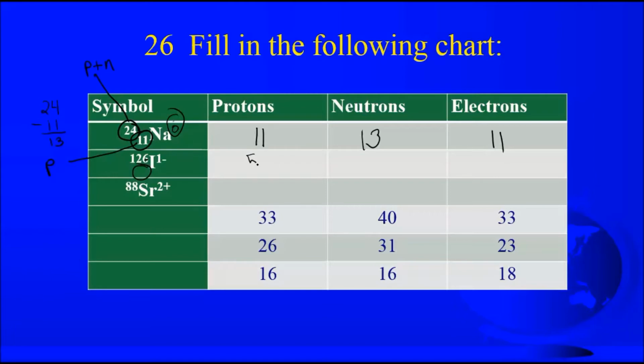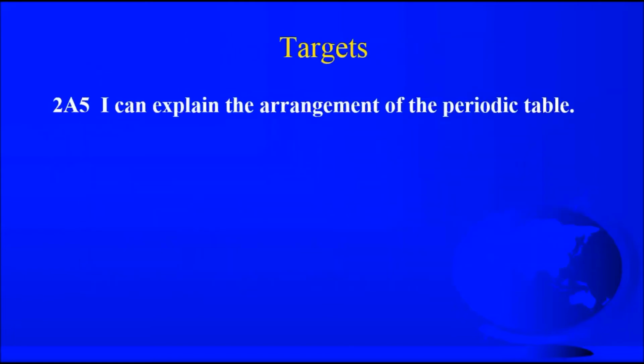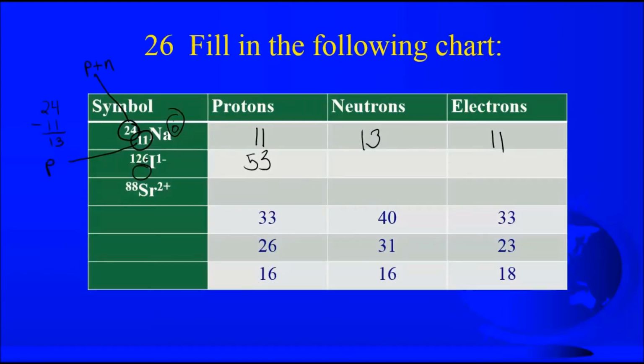So the number of protons is 53. Okay. How do you find the number of neutrons, Riker? 126 minus 53. Yes. What is it? 73. Riker, there should be two things on your desk. There should be a periodic table and a calculator.